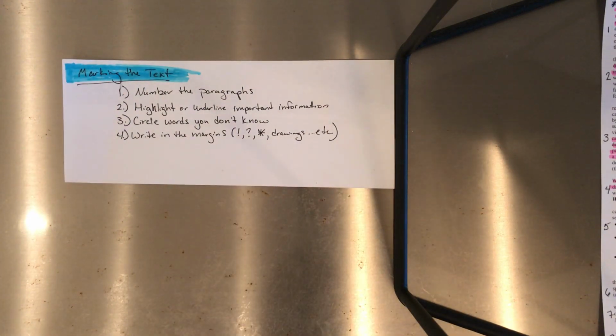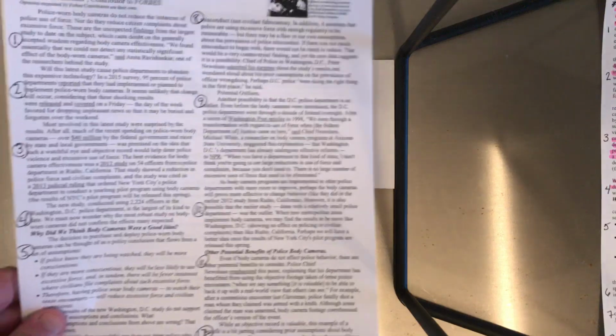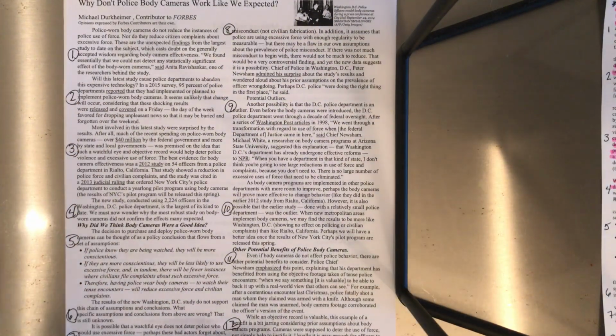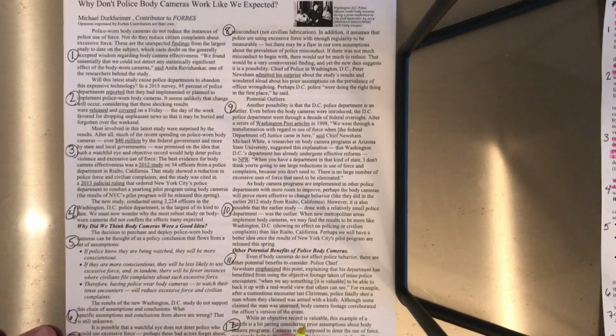So highlight or underline important information. So you definitely want to go through. We'll just read the first couple paragraphs here. Police warn body cameras do not reduce instances of police use of force, nor do they reduce citizen complaints about excessive force. Now, everybody might vary as far as what they put for importance, and that is fine, but we want to make sure we get the gist of it.